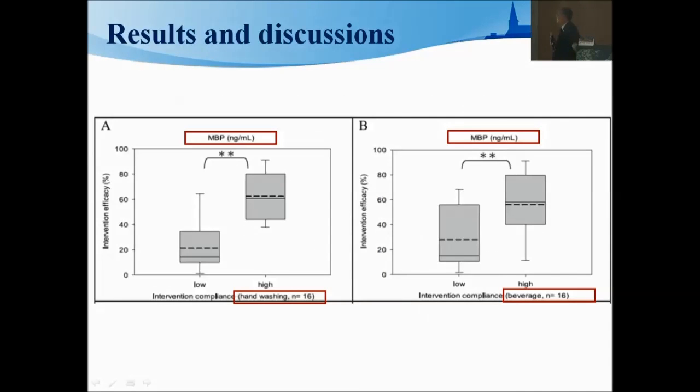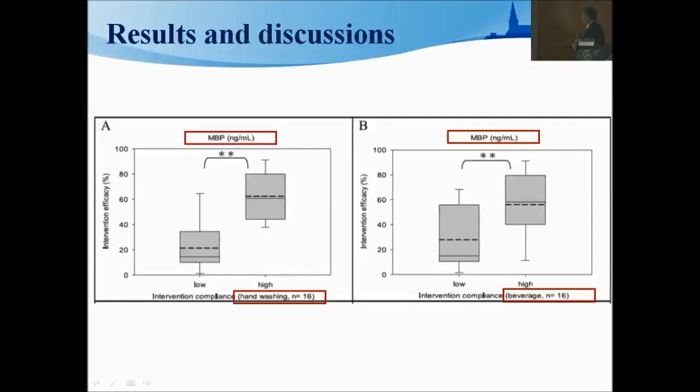And we divided the intervention compliance. This table shows the high compliance for hand washing. And we can find this level shows the intervention efficacy, and with higher hand wash frequency, the efficacy is higher than with low hand wash frequency.